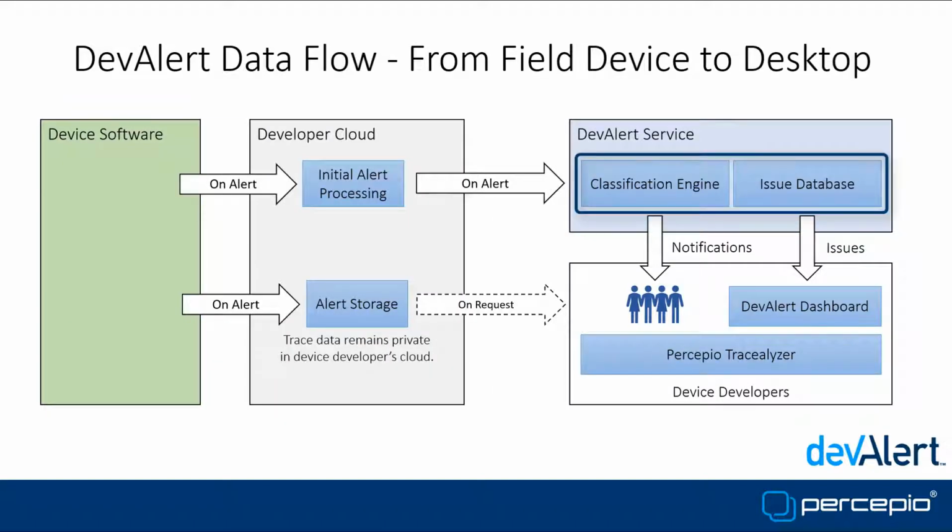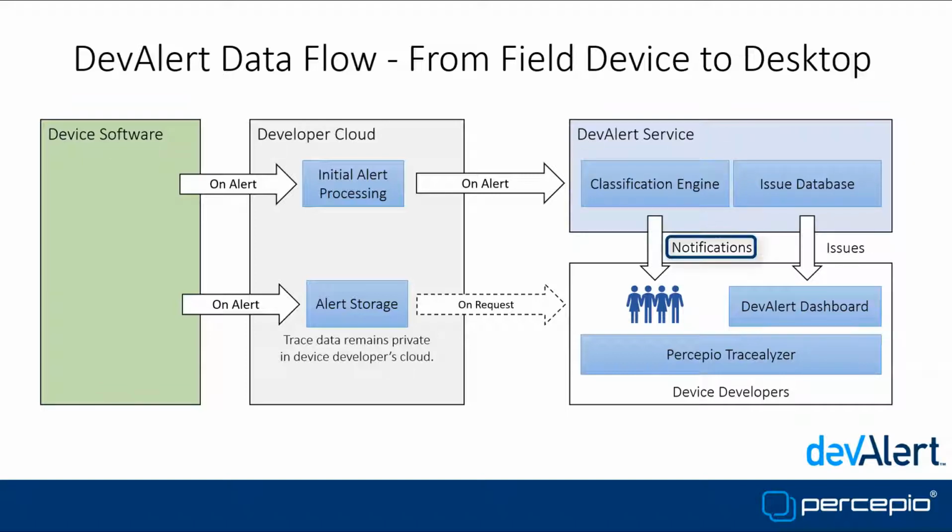When the DevAlert cloud service gets the alert signature, it is compared with previous alerts from the entire device fleet and classified into unique issues. Notifications are sent to the device developers, but only when a new issue is detected, not for each and every alert. This way we avoid flooding the developer's inbox if the same issue would occur in many devices.